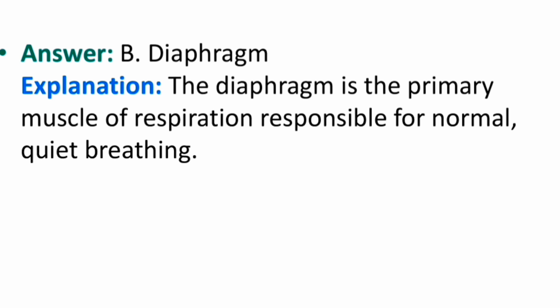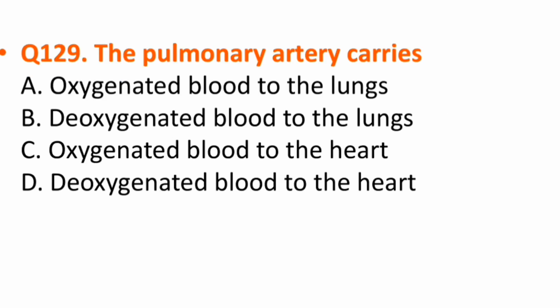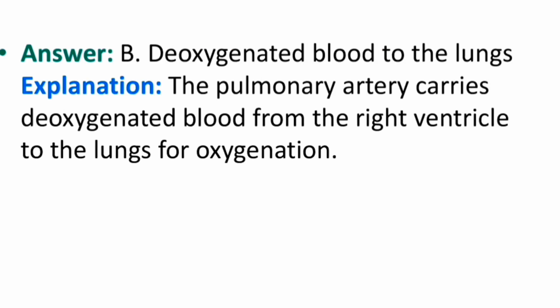The next question. The pulmonary artery carries option A oxygenated blood to the lungs, option B deoxygenated blood to the lungs, option C oxygenated blood to the heart, option D deoxygenated blood to the heart. The correct answer is option B deoxygenated blood to the lungs. The pulmonary artery carries deoxygenated blood from the right ventricle to lungs for oxygenation.